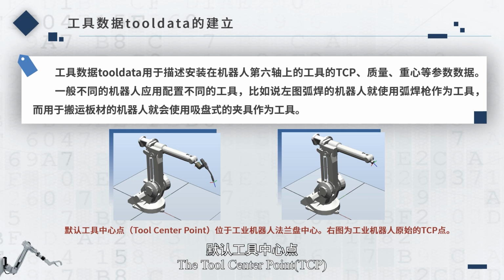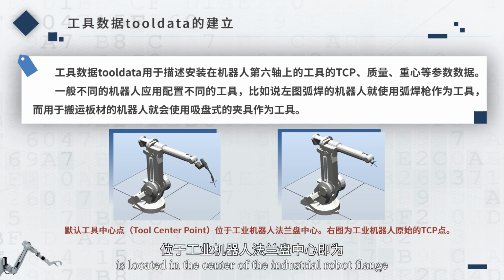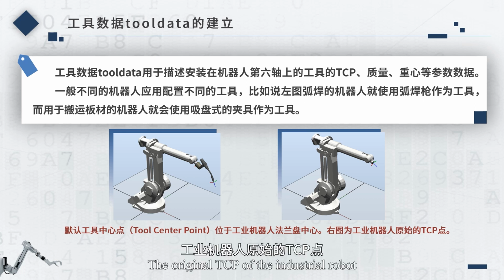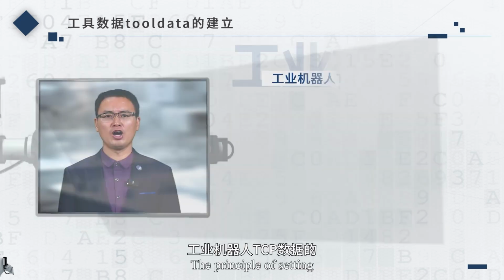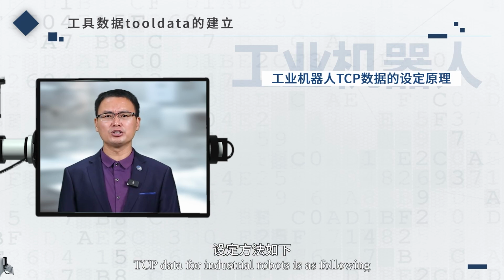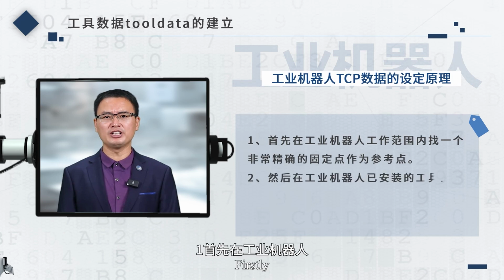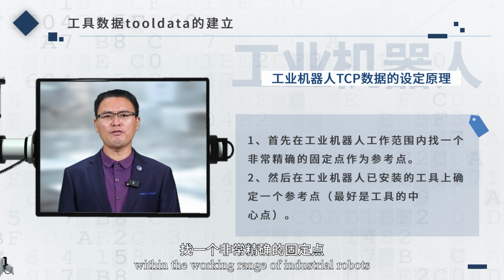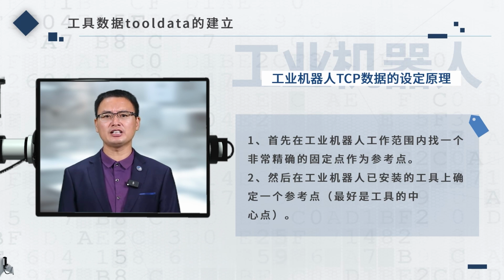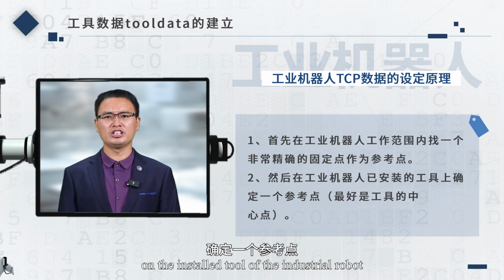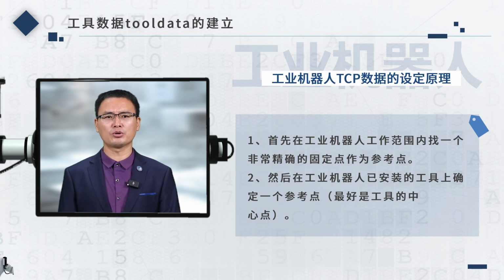The tool center point, TCP, is located in the center of the industrial robot flange, the original TCP of the industrial robot. The principle of setting TCP data for industrial robots is as following. Firstly, find a fixed point within the working range of industrial robots as a reference point. Then, determine a reference point on the installed tool of the industrial robot, preferably the center point of the tool.